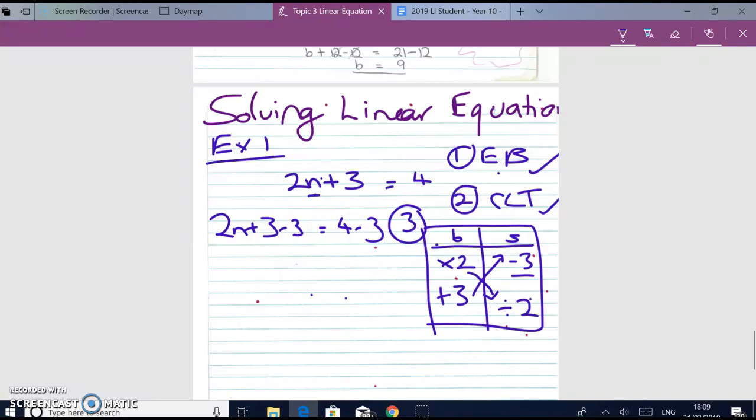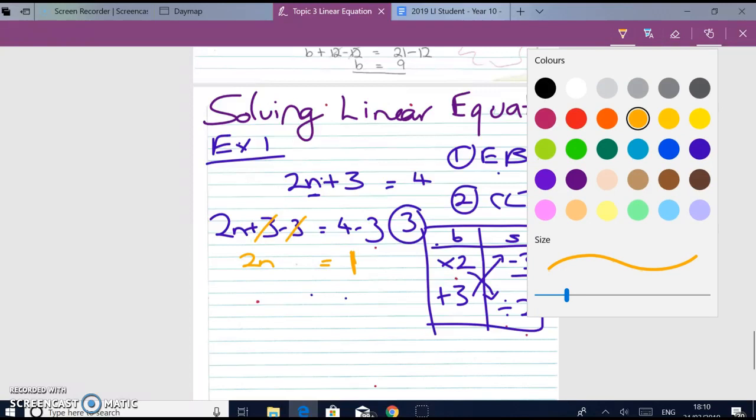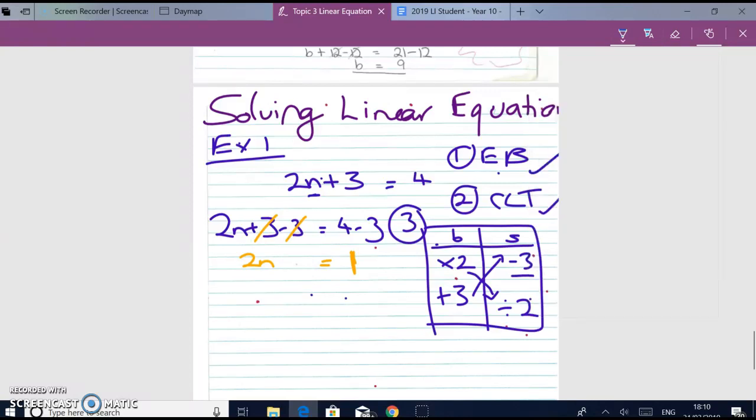Now of course we've got plus 3 and we've got take 3, so that becomes 2n equals 4, take 3, which is 1. 2n equals 1. Then we're going to divide by 2. Now a fraction sign is actually the same as a division sign. Alright? So if I put a fraction sign, that's actually saying I'm dividing. So I'm going to go 2n divided by 2 equals 1 divided by 2, because I have to do the same thing to both sides.